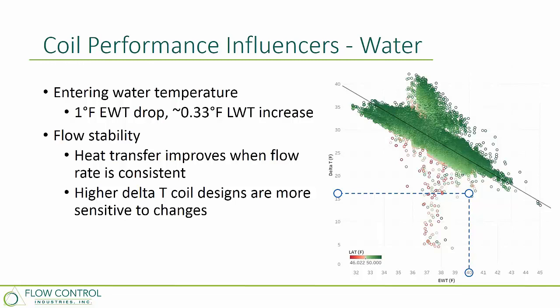Because if we look at that flow versus load graphic again, you see we still have that same y-axis, we still have the same amount of capacity, we just have less flow to manage that capacity, to provide that capacity with a higher delta T. So that means for every change in flow, we have a higher change in load. So it becomes more sensitive and stability becomes more critical with high delta Ts.